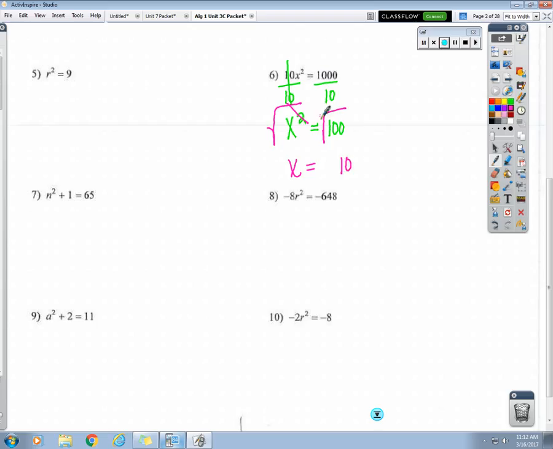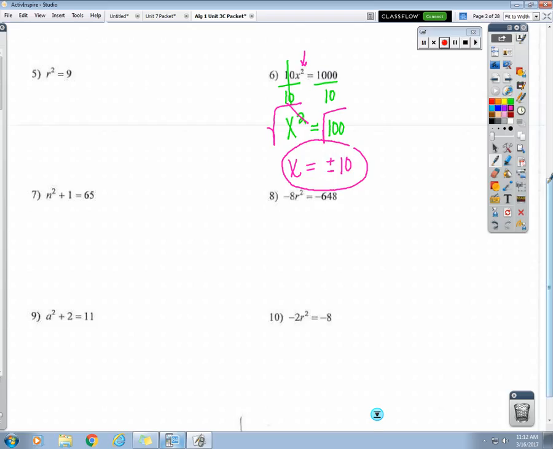But remember, this is a quadratic equation because it's x squared, which means there's 2 answers. What's the second answer? A negative 10. So you put a plus or minus on there showing that a positive 10 would work and a negative 10 would work. Think about it. Positive 10 squared is 100. 100 times 10 is 1,000. Negative 10 squared is still 100. It's still 100, and 100 times 10 is still 1,000. So does everybody understand why you have to put that plus or minus?